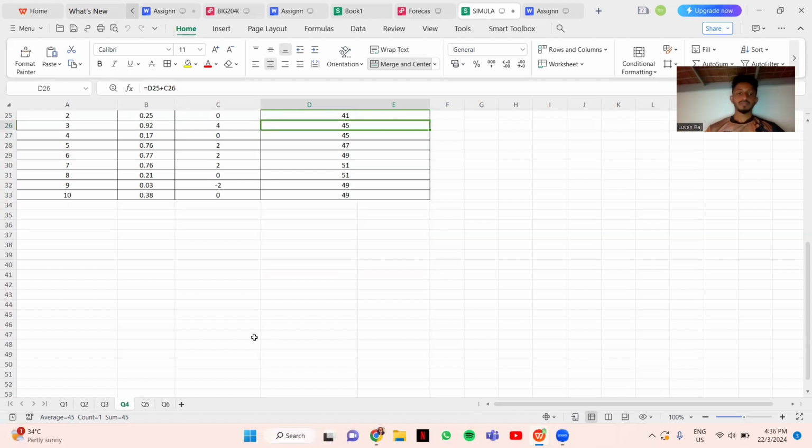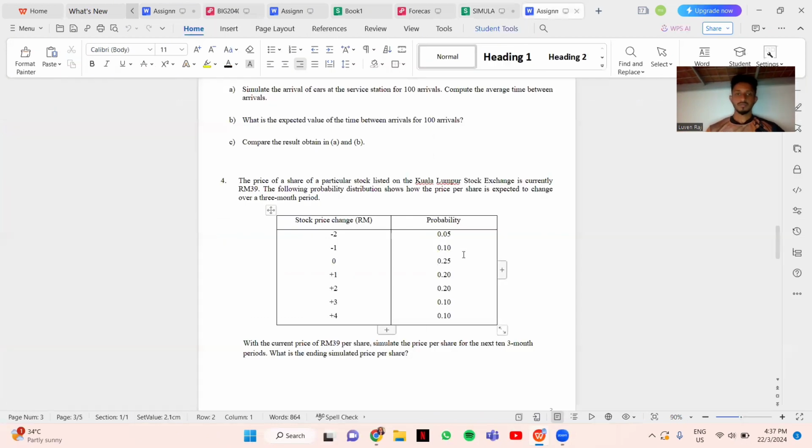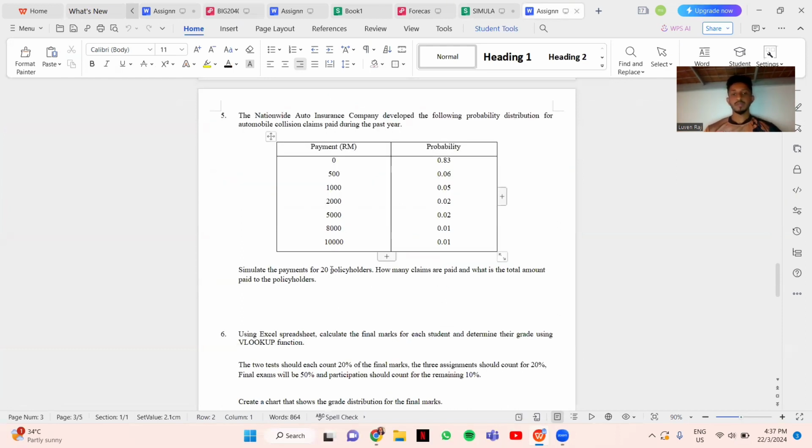So moving on to question 5. Let's see the question first. The payment and the probability have already been given. So the question is: simulate the payment for 20 policyholders. How many claims are paid and what is the total amount paid to the policyholders?